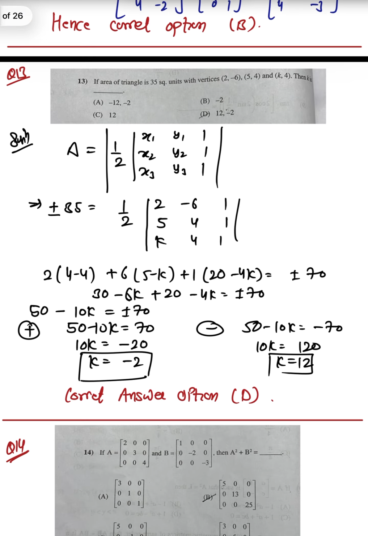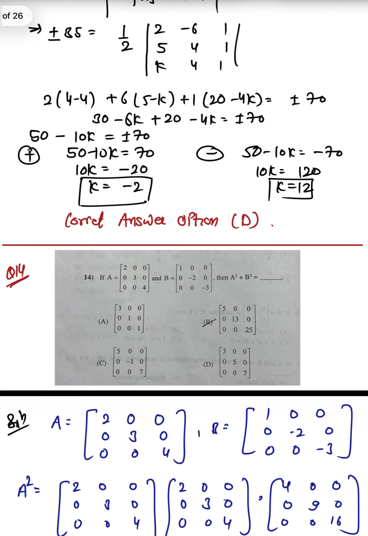Problem number 13: the area of a triangle is given and the vertices are given. Okay, one vertex has a k value. So we'll use the formula. The area of the triangle, delta, is 1 by 2 times the determinant of 3, 1, 1, 1 and then take the mod. So we'll get two values of delta, plus minus 70, when the mod opens, so it will become 70. So when you take positive and negative signs, you will get two values, 12 and minus 2.